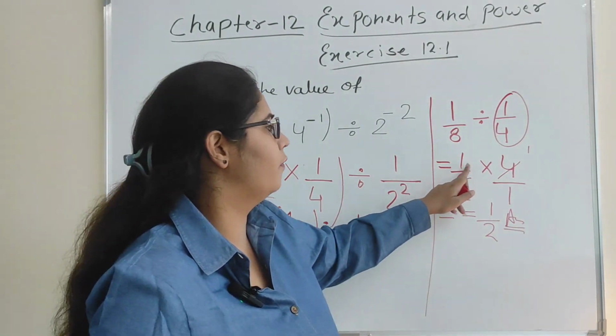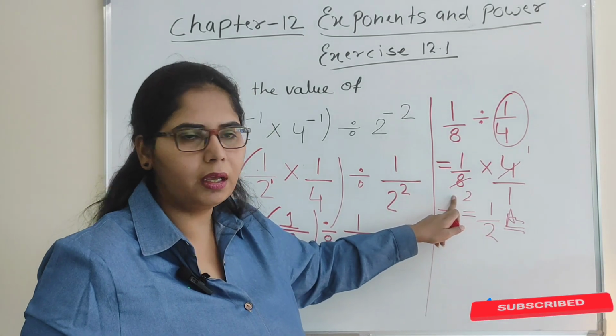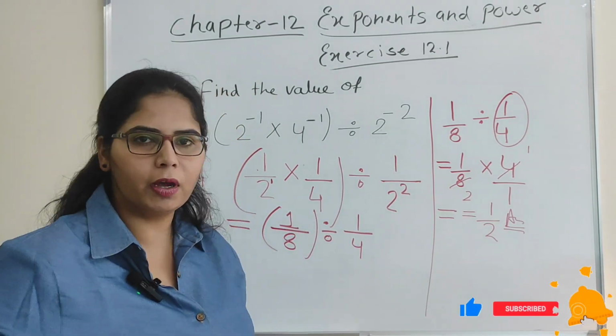So what is remaining here? 1 multiplied by 1, that is 1, and only 2 is remaining here. So the answer is 1 by 2.